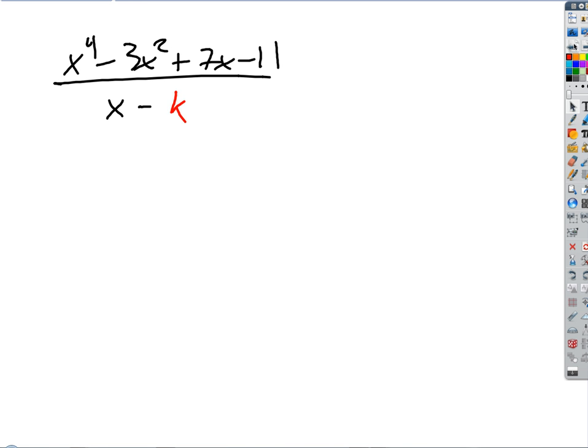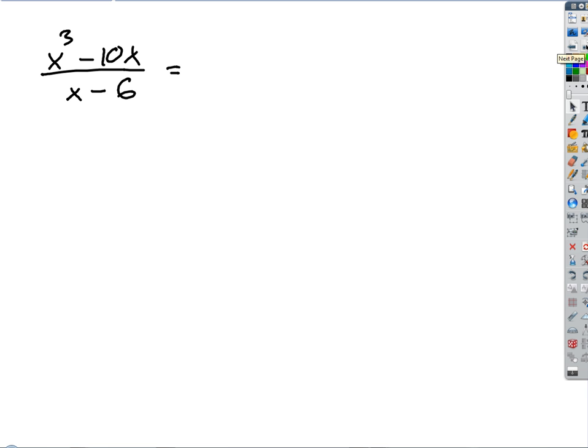Remember, we can use synthetic division whenever we can divide some polynomial by something that looks like x minus k. Now, k could be a positive or a negative number, right? But if we could write it in that form, then we can do synthetic division. So we can here, can't we? What's k? 6. Okay, this works for us to do synthetic division if k equals 6.